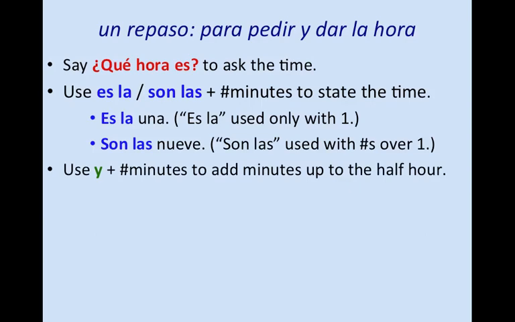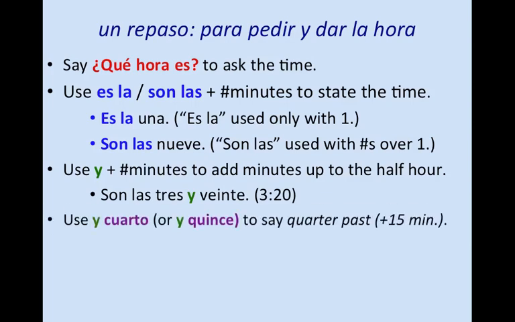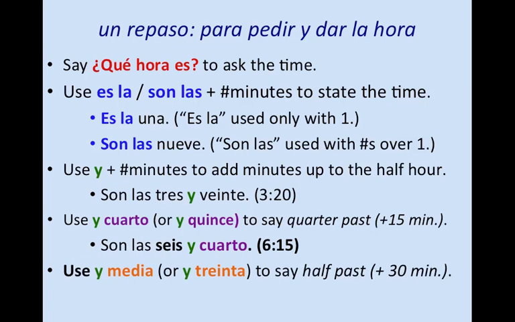Use e, the word and, plus minutes to add minutes up to the half hour. We're going to talk about how to say the time before the hour, but you can actually add minutes up to 59. Por ejemplo, son las 3:20. Use y cuarto, or you can use y quince to say 15 past or quarter past. Por ejemplo, son las 6:15. You could also say 6:15. And use y media to say half past. You can also say y 30 in that situation. Por ejemplo, son las 8:30. You could say son las 8:30.